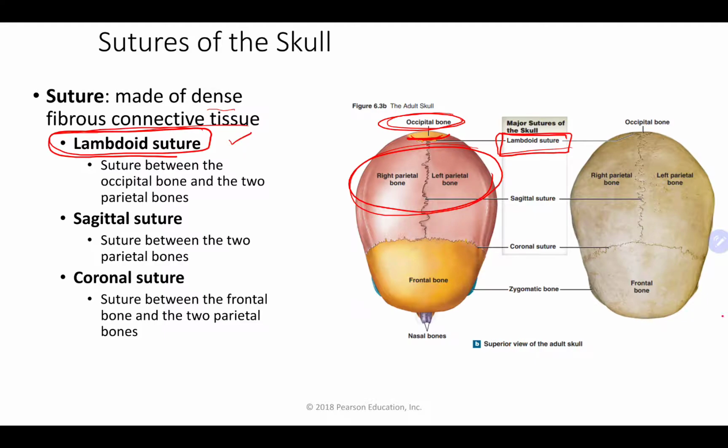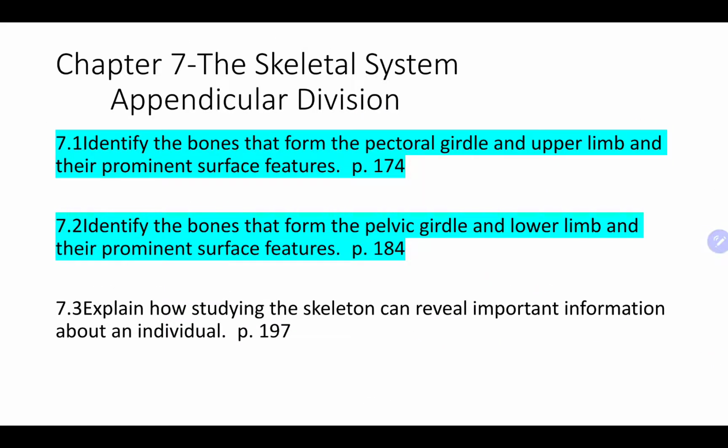You have the sagittal suture. Think of that mid-sagittal cut. That sagittal suture cuts in the middle, between the two parietal bones. We have the coronal suture. Think of that coronal cut. That coronal suture is the suture between the frontal bone and the parietal bones.